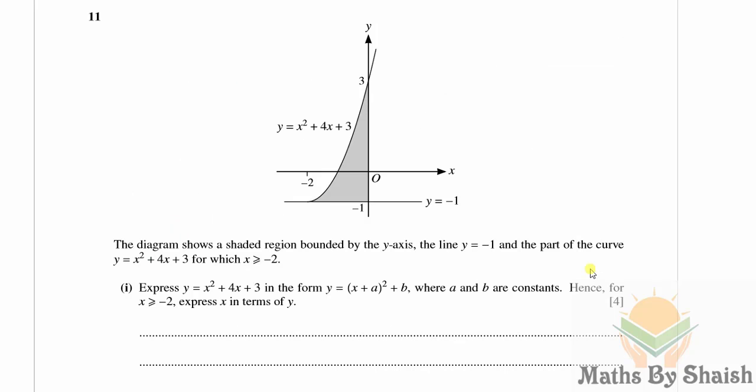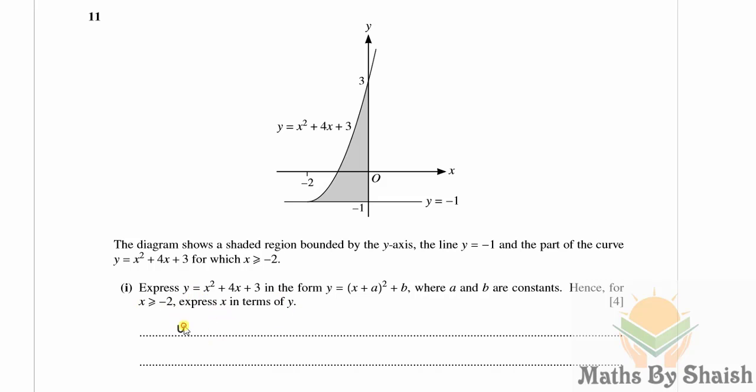Here's question number 11. That is the last question of this exam, this paper. The question is, the diagram shows a shaded region bounded by the y-axis, line y equals -1, and the part of the curve y equals x square plus 4x plus 3. This is for x greater than or equal to -2. The first part is, express this in the form of y equals (x plus a) whole square plus b, where a and b are constants. Hence, for x greater than or equal to -2, express x in terms of y.